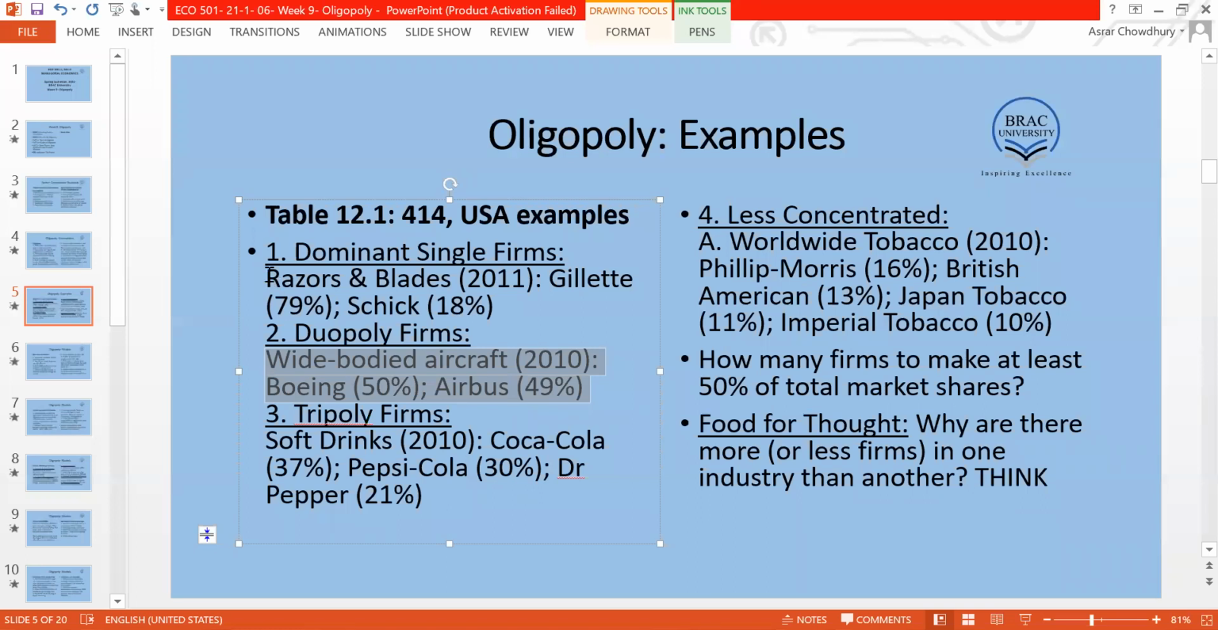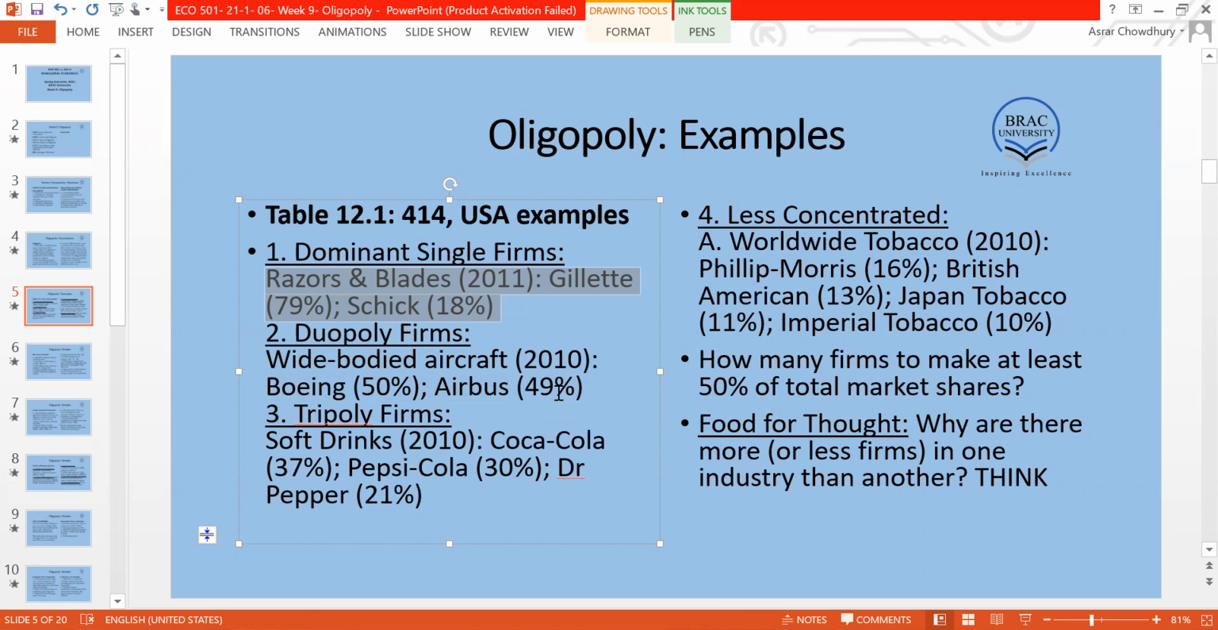Is there anybody in this class who doesn't use Gillette blades? Is there anybody who uses another blade for shaving? It seems not, sir. See, that means even in the American context, according to 10-year previous data, 80% of the market was dominated by Gillette.